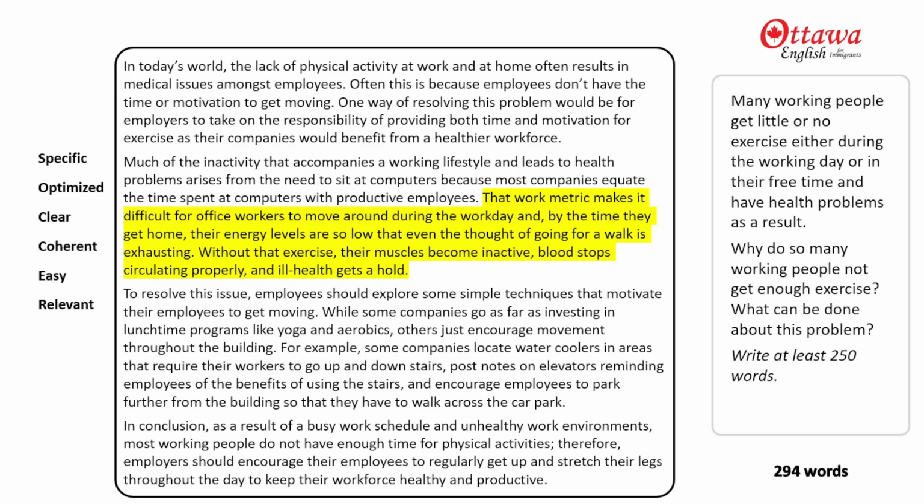So it says that work metric makes it difficult for office workers to move around during the workday, and by the time they get home, their energy levels are so low that even the thought of going for a walk is exhausting. Without that exercise, their muscles become inactive, blood stops circulating properly, and ill health gets hold. And so I think we can say that that example is specific because it elaborates on the main idea of the paragraph.